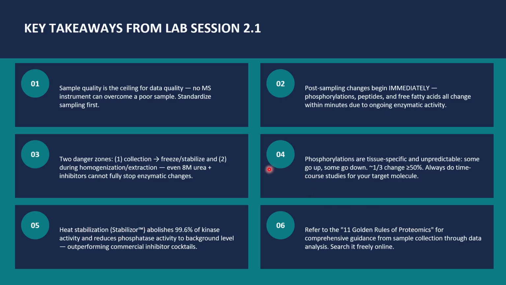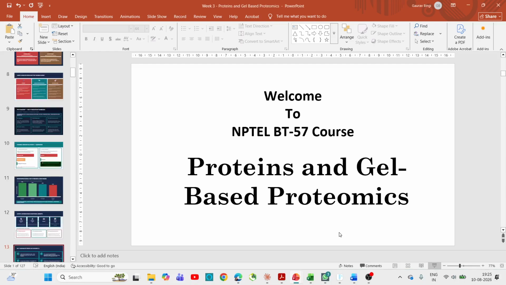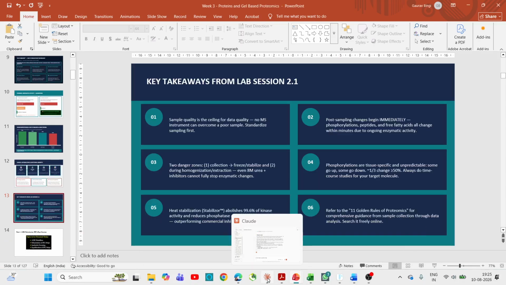And there is one more reference you can search freely online. There are 11 golden rules for proteomics. So that's what it was about in terms of lab session one.